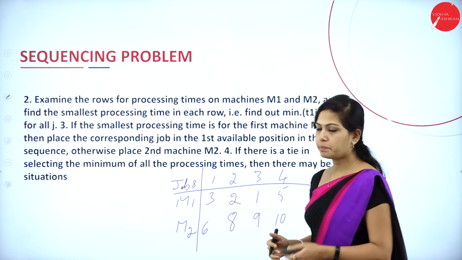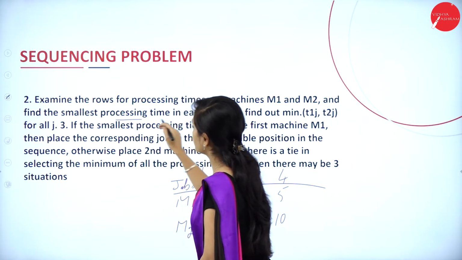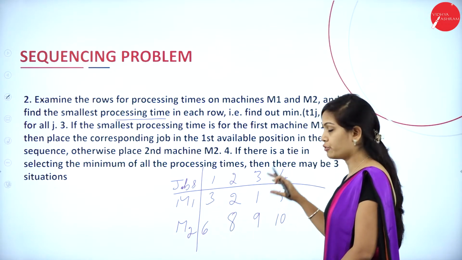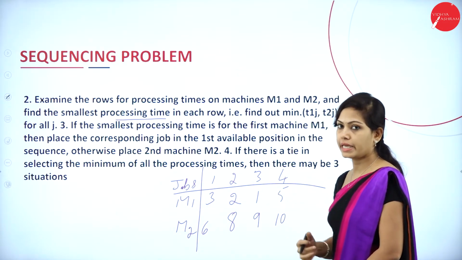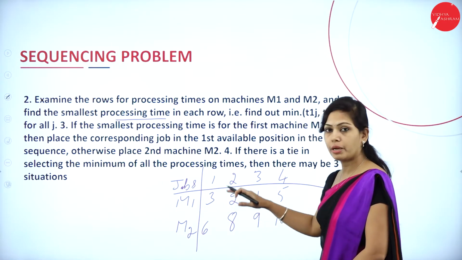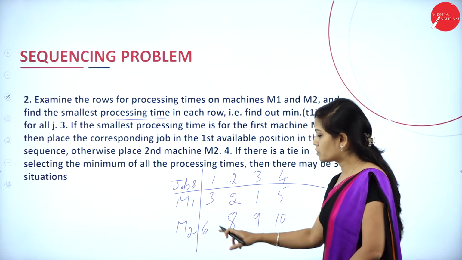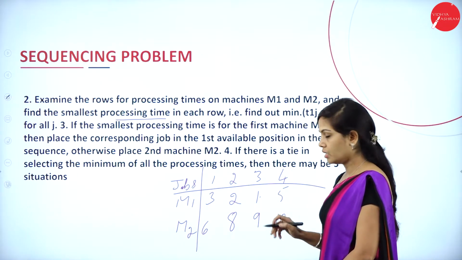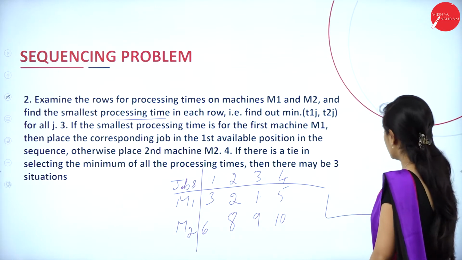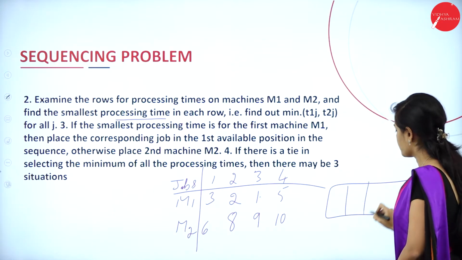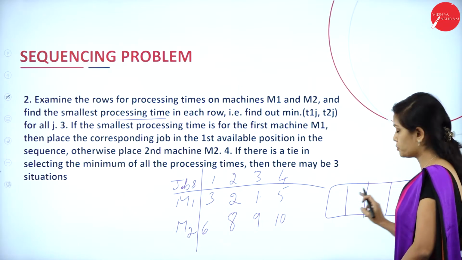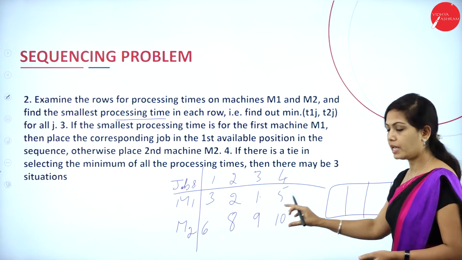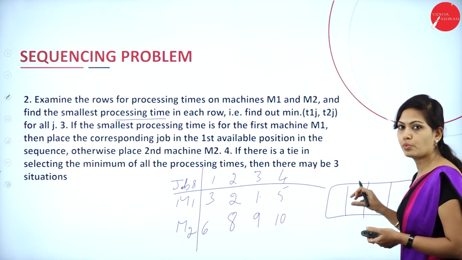Clear? So the next step is to find the smallest processing time in each row. Among machine M1 and machine M2, which is the least value among these numbers? The least value is 1, right? So here you have to write the processing order. I have 4 jobs, 1, 2, 3, 4, and I have not written the order yet. After finding the minimum value, I will write the job sequencing order.